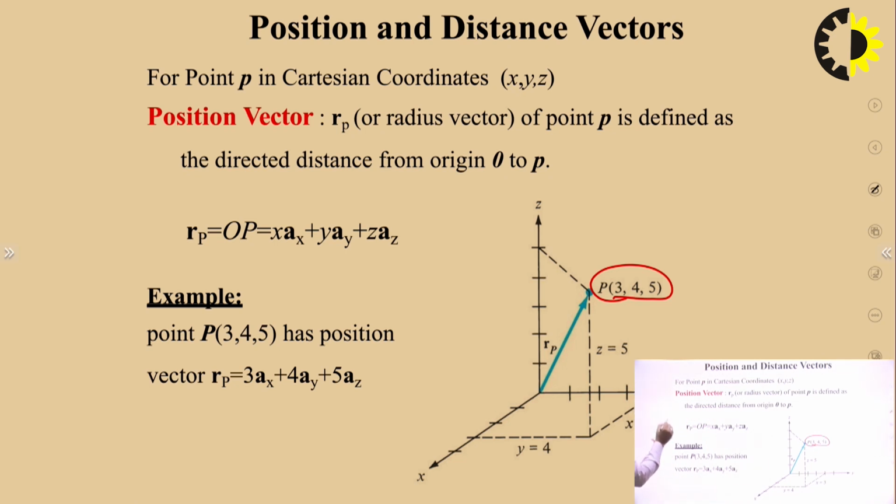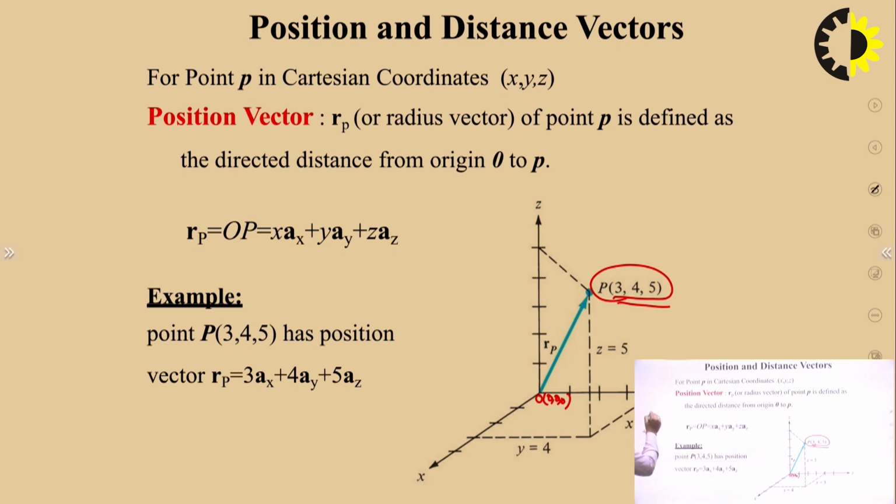This 3, 4, 5 vector is defined from the origin. Origin means 0, 0, 0. That means in the x direction the value is 3, in the y direction it is 4, and in the z direction it is 5. So position vectors are always measured with respect to the origin. The origin is defined at 0, 0, 0, and the distance vector is defined between two position vectors.